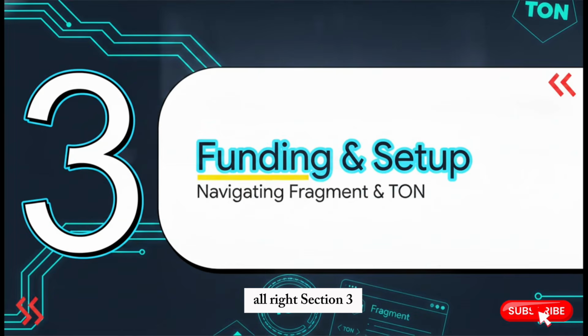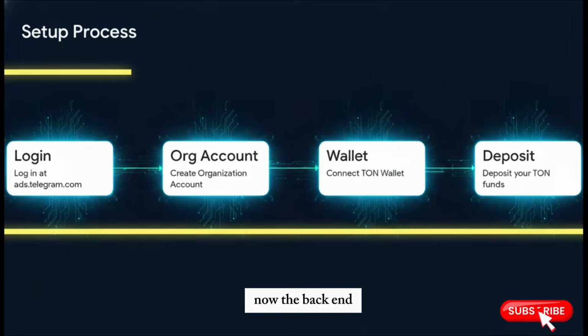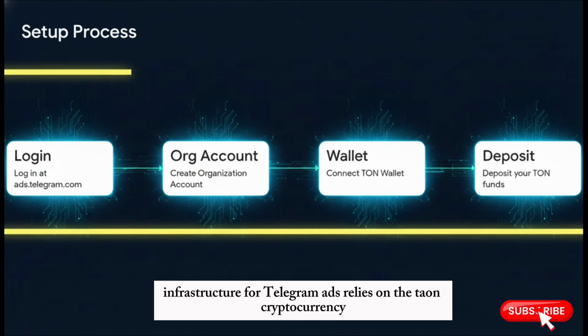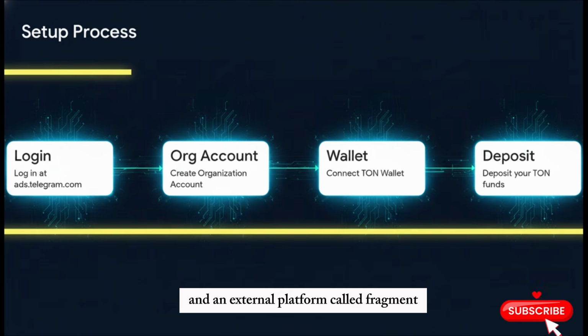All right, Section 3, funding and account setup, navigating Fragment and TON. Now, the back-end infrastructure for Telegram ads relies on the TON cryptocurrency and an external platform called Fragment. I know, crypto stuff can sound intimidating, but I promise the workflow is super straightforward if you follow this exact order. Step 1, you just log in at ads.telegram.com.